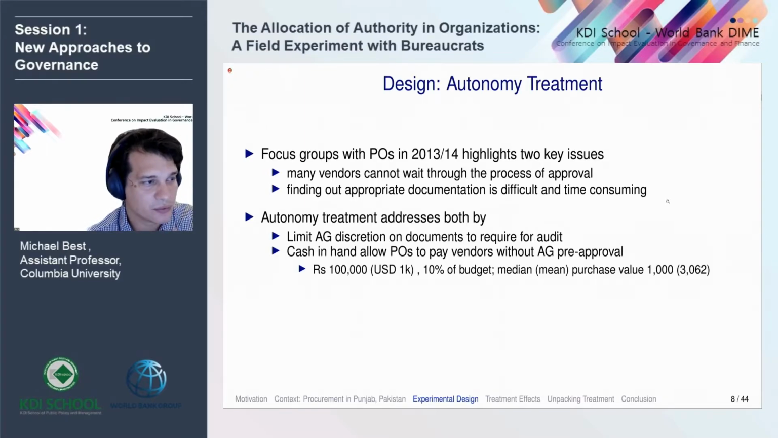working very closely with our counterparts in the government of Punjab, talking to dozens of procurement officers over the course of about a year. We ran all these focus groups and did small surveys to ask procurement officers what were the things that were preventing them from executing their duties more effectively. And several things came up over and over again.